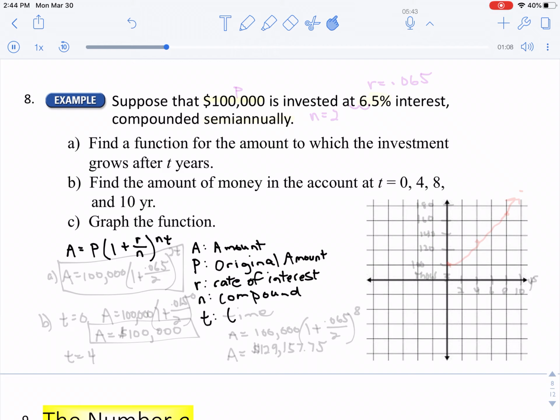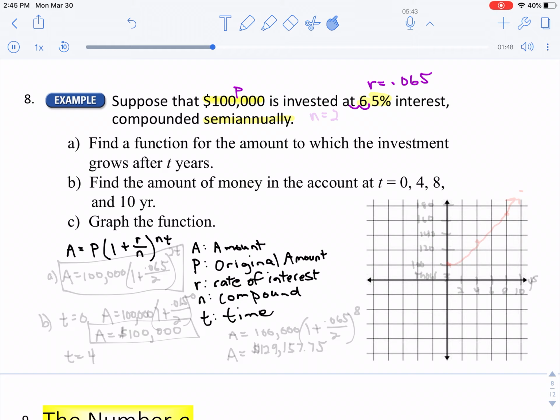For this problem, the amount that we're going to invest is $100,000. What variable is that? That's our P. Then the rate we're investing at is 6.5%, and that's our R. Remember that it's got to be a decimal, not a percent, so we move the decimal point 2 places to the left, and R in our formula is going to be 0.065.